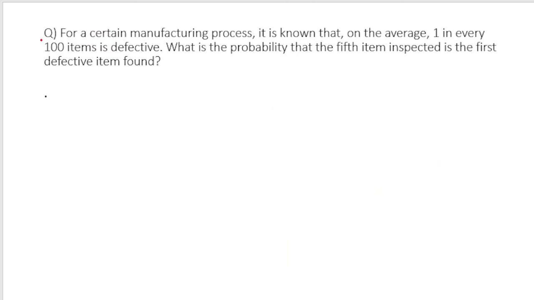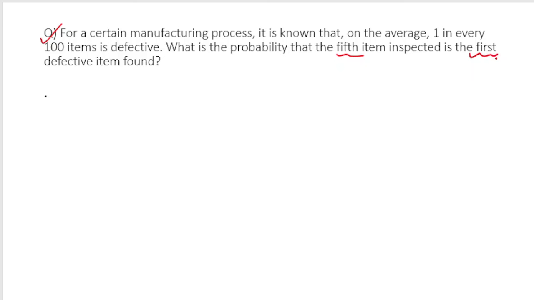To make sense of it, I am going to solve a few problems. So let us quickly solve problem number 1. So what is the first problem? For a certain manufacturing process, it is known that on average 1 in every 100 items is defective. What is the probability that the fifth item inspected is the first defective item found?